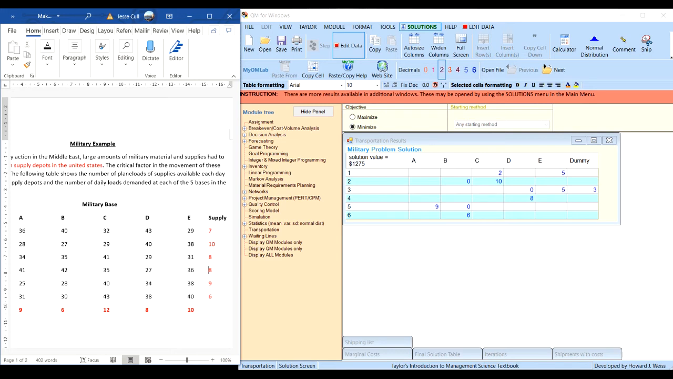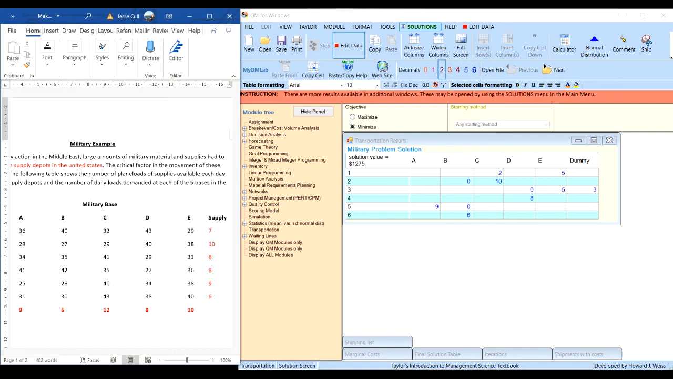Now, one thing that we see here is that there's 0 and 10, 0, 5, 9, 0. What this means is that the computer has attempted to use these, but there were no more left. So it inputs the number 0, even though it doesn't do that for all of them. So thank you. That is how we solve this problem in QM.